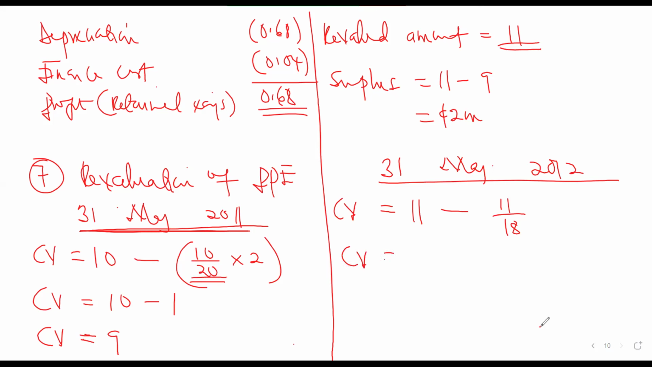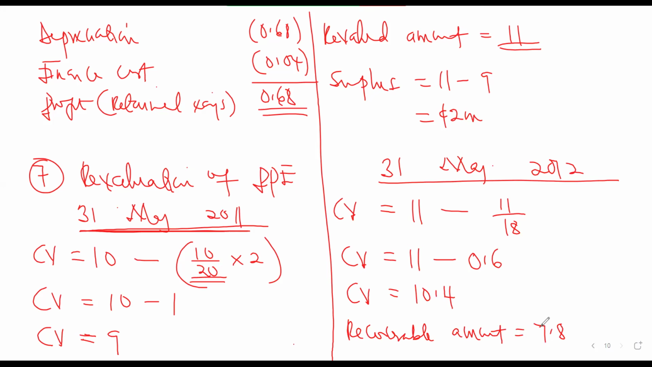So our carrying value will be 11 minus what? 0.6. Okay, let's make it 0.6. What will be our carrying value? 10.4. Okay, 10.4. What is the recoverable amount given to us? $7.8. Okay. So what is the impairment loss?